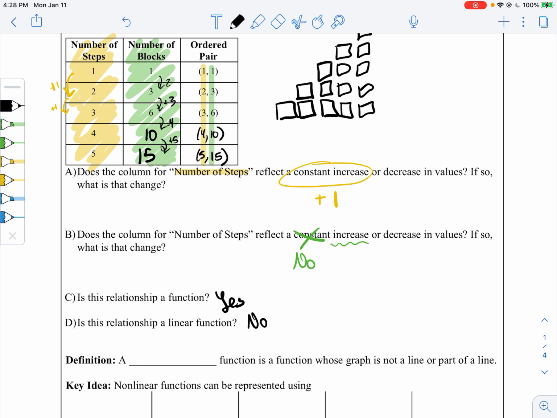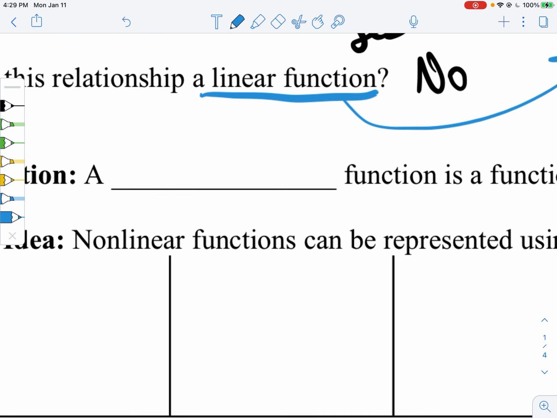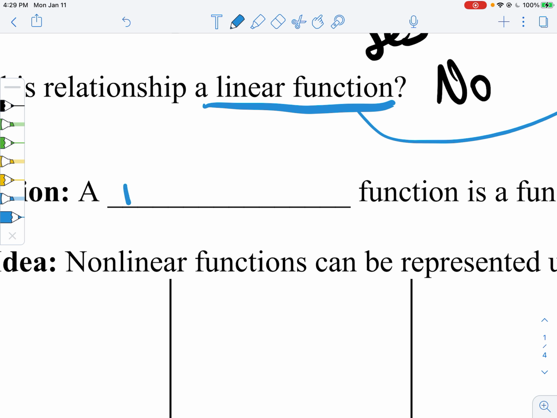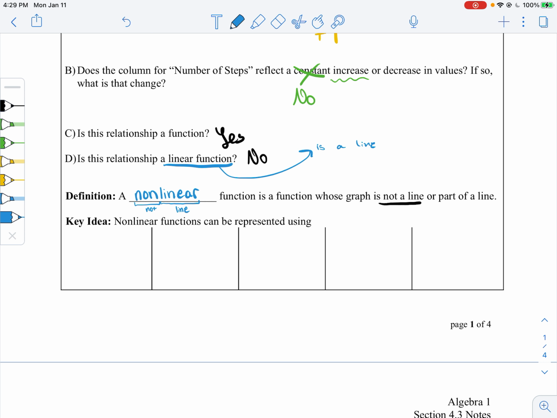Now we have a very special word. Prepare to have your mind blown. We have a very special word for functions whose graph is not a line or not a part of a line. Remember that a linear function means the graph is a line. Okay, that's linear. And now if you have a graph that is not a line, that's called nonlinear. Non meaning not, and linear meaning line. So there you go. Nonlinear means not a line.